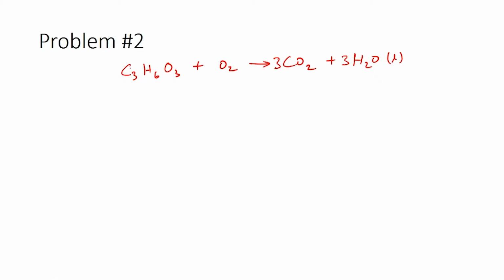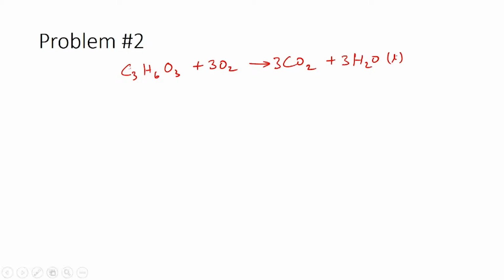Now that we have balanced both these components in the product side, let us see how many moles of oxygen is present. You have 3 times 2, 6, plus 3 times 1, 9 atoms of oxygen present in the product side. We have 3 of that in the lactic acid, so the other 6 has to come from the oxygen. So, 3 moles of oxygen molecule reacts with 1 mole of lactic acid to produce 3 moles of carbon dioxide and 3 moles of water.